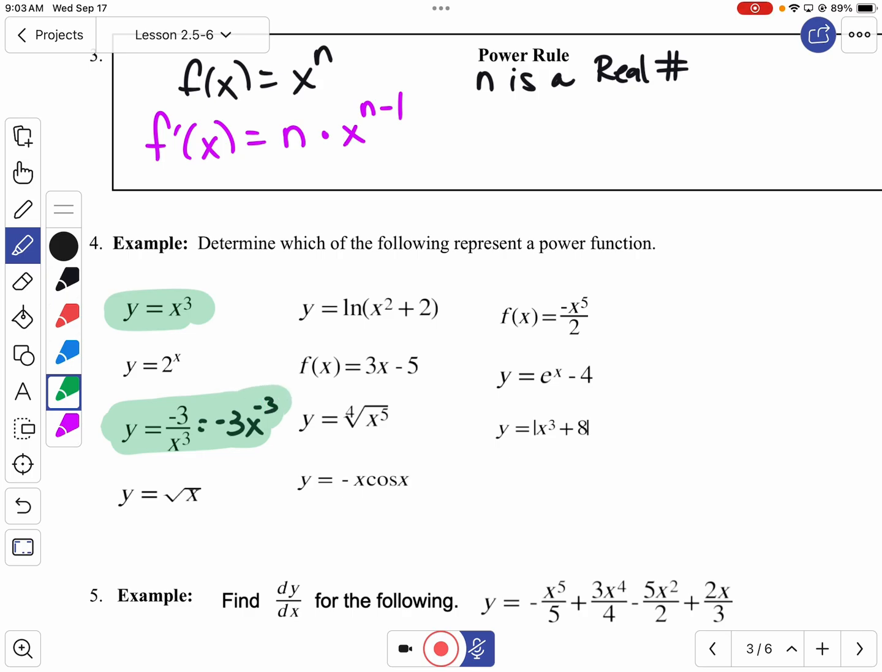What about y equals square root of x? How could I rewrite it? X to the 1/2. Okay. So if I can rewrite it as a power function, we're good. Okay. Go through and look at the rest of those. Which of the rest of them are power functions?